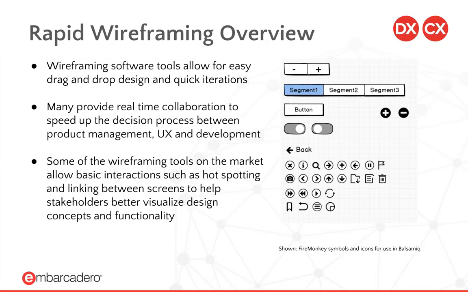Now let's have a look at rapid wireframing. So in addition to using a pen and paper approach, which is a traditional method, there are a number of tools on the market today that allow for rapid wireframing. And these provide drag and drop design capabilities, so you can easily drag and drop a number of UI elements. They allow for quick iterations. Many of them also provide real-time collaboration, so you can all be logged in and on the web design your UI together, comment on things, so you have a much more iterative approach.